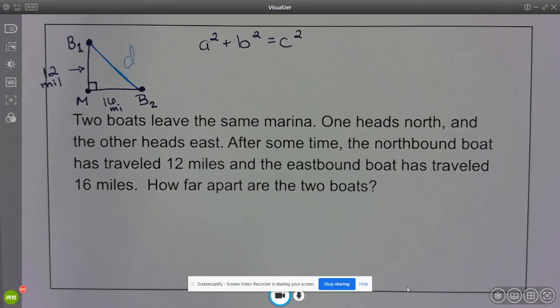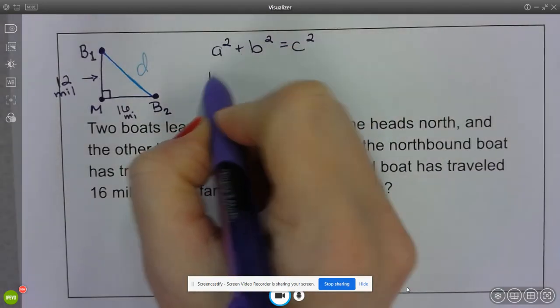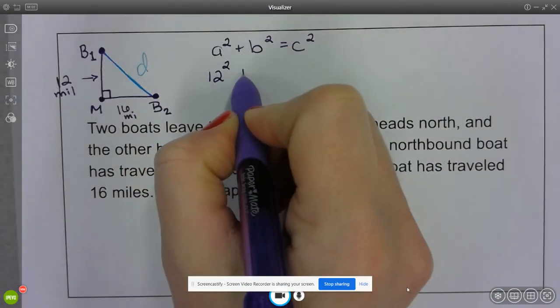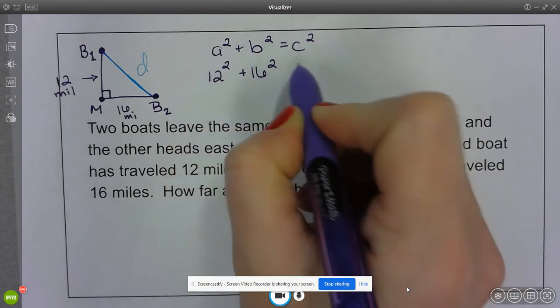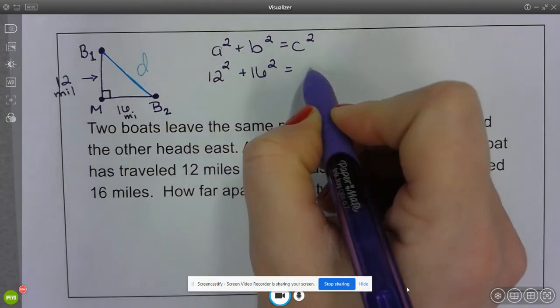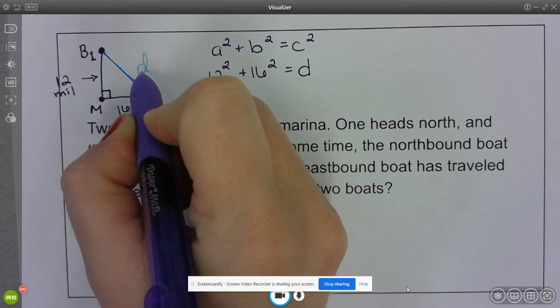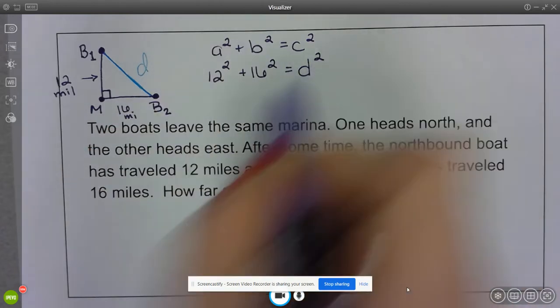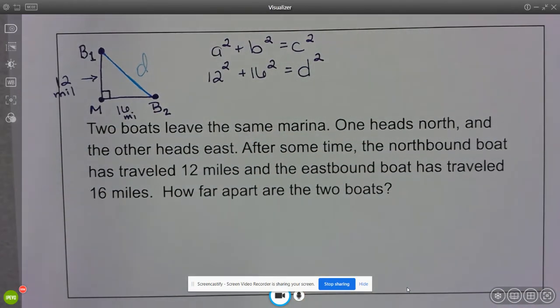Since I have a right triangle here, I know that this was beaten into your heads when you were in middle school. If I have 2 legs of a right triangle and I'm trying to find the hypotenuse, I can use the Pythagorean theorem. It does not matter what we choose to put for A and what we choose to put for B. So I'm just going to do 12 squared plus 16 squared, and that's going to be this hypotenuse D that we're trying to find, this distance.